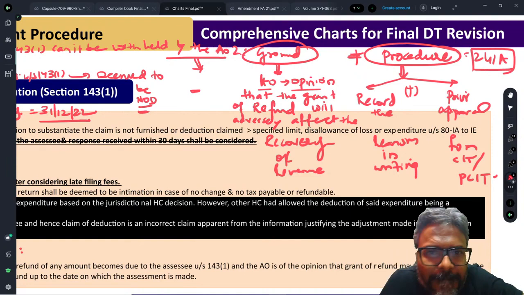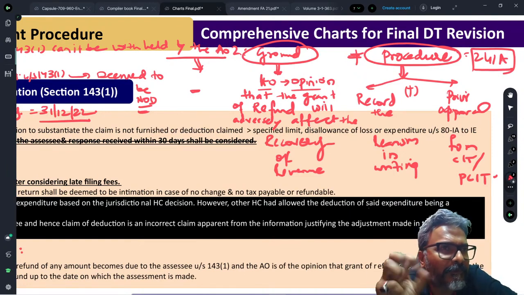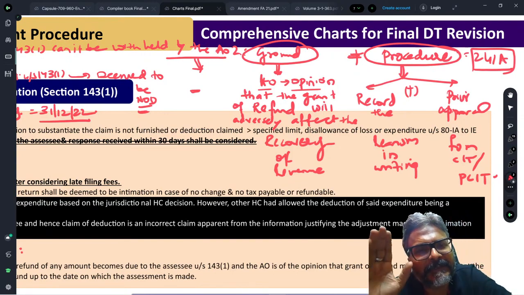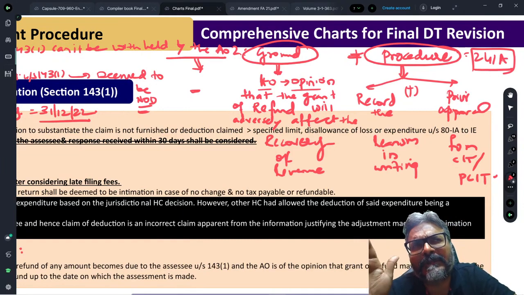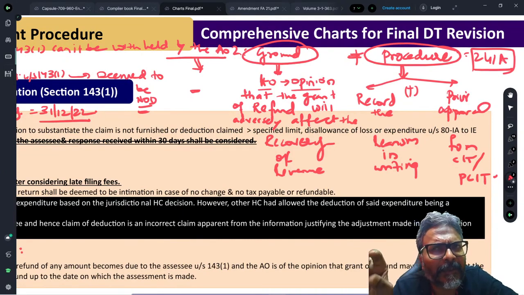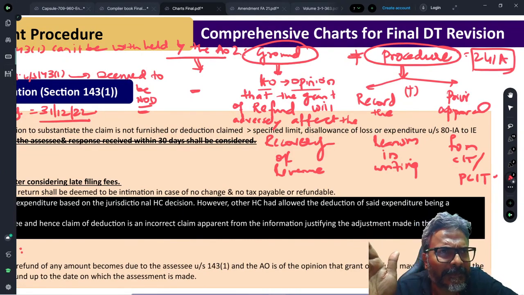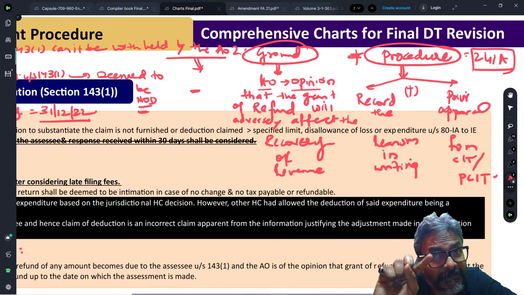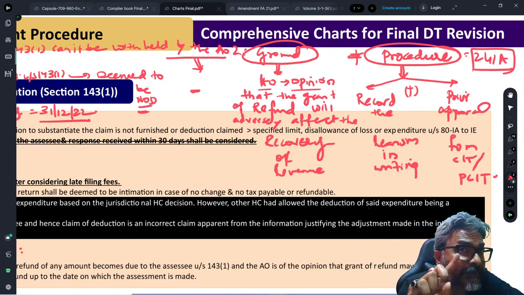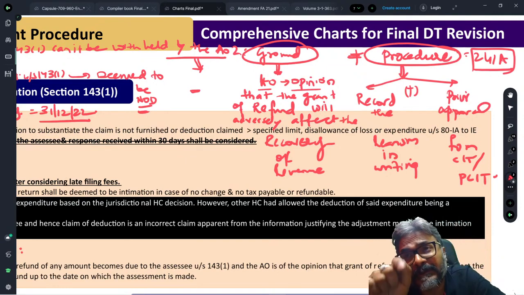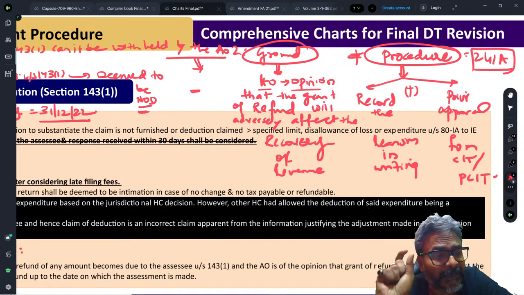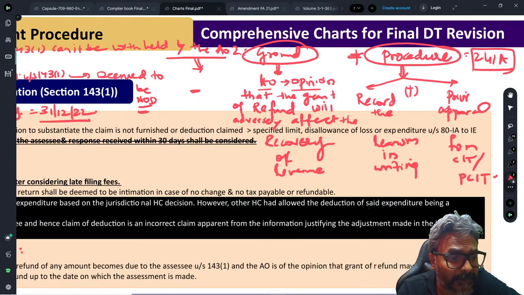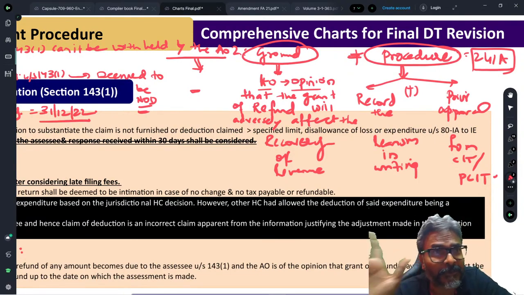Students, whether the refund which has been withheld by the AO under section 241A can be adjusted against any demand payable by the SSC? And the answer is yes. This adjustment of the refund which is withheld against the demand payable by the SSC is very much possible.